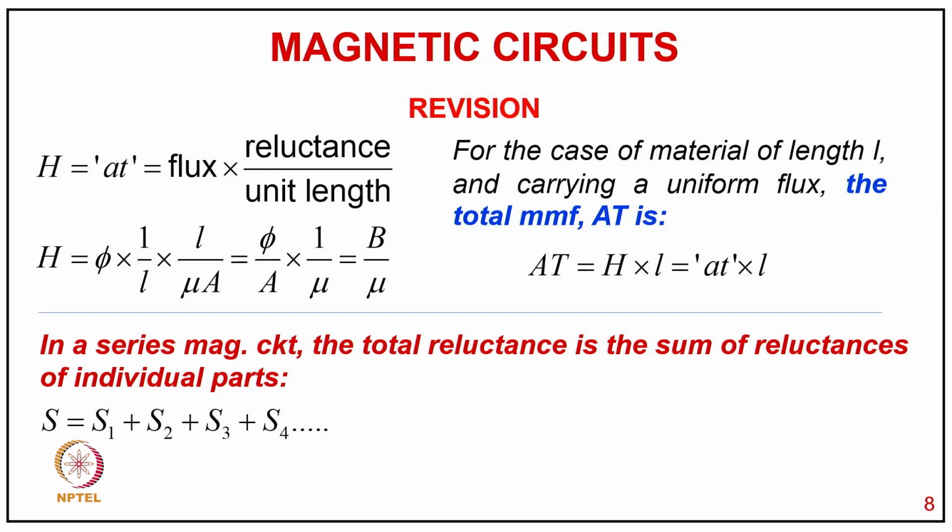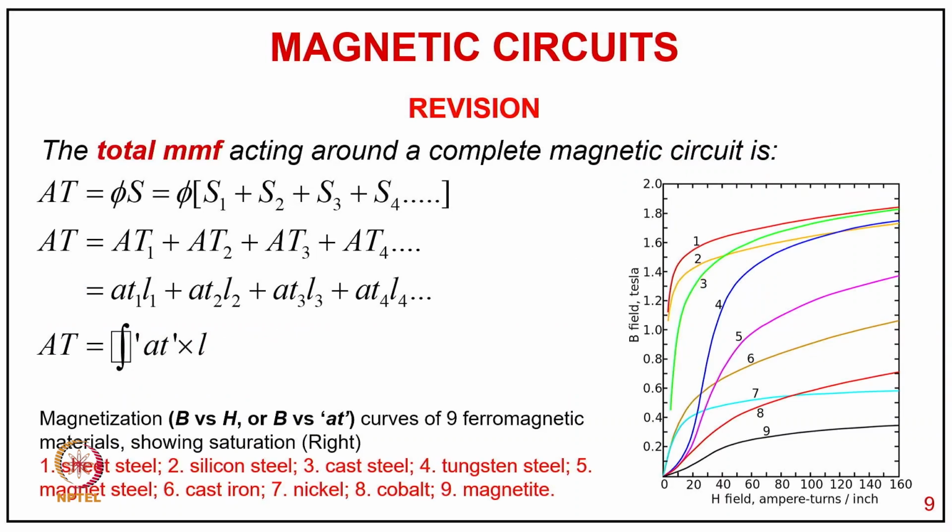For a material of length L carrying uniform flux, the total MMF will be AT equal to small at into L. So we can write H equal to phi into 1 upon L into L upon mu A. So it becomes phi upon A into 1 upon mu, that is B upon mu. In a series magnetic circuit, the total reluctance is the sum of the reluctances of the individual parts. So S equals S1 plus S2 plus S3 plus S4 plus all the further reluctances of the magnetic path where the flux is flowing.